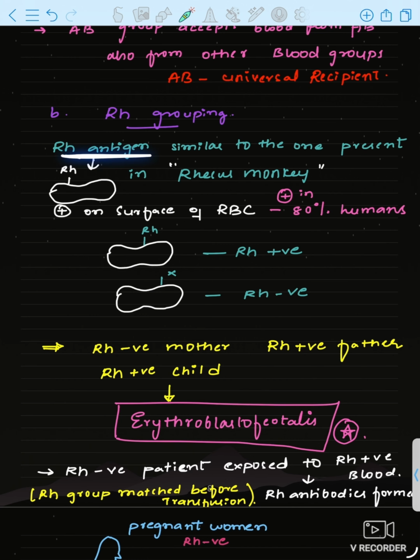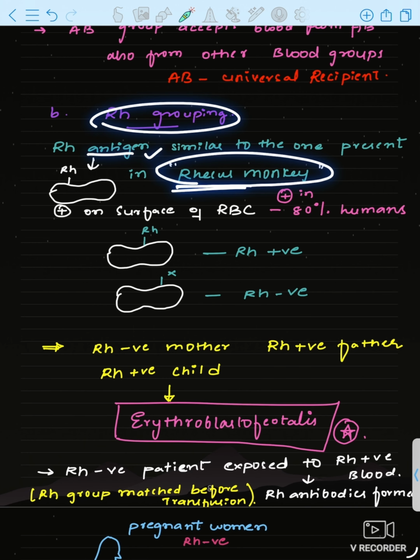So Rh antigen is there, no? Rh antigen is similar to the one present in the rhesus monkey. In the rhesus monkey also Rh antigen is present. That is why it is called Rh grouping. That is why we named it Rh antigen.